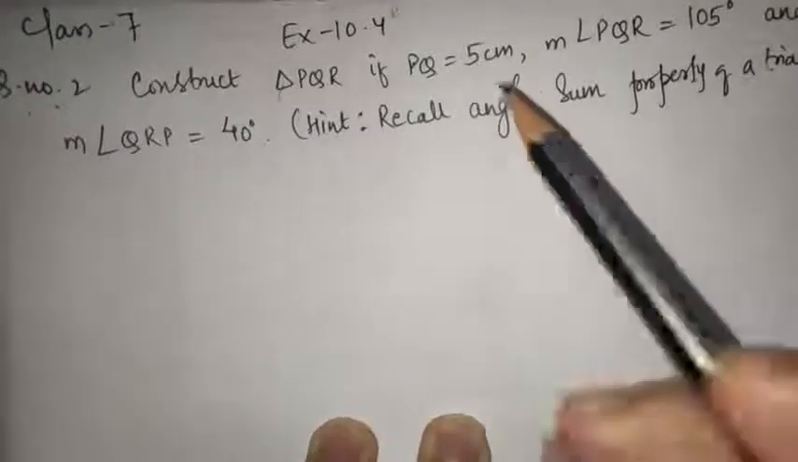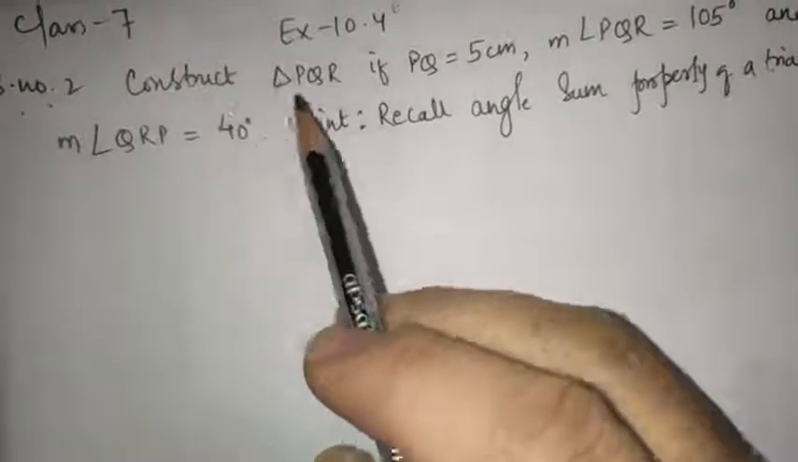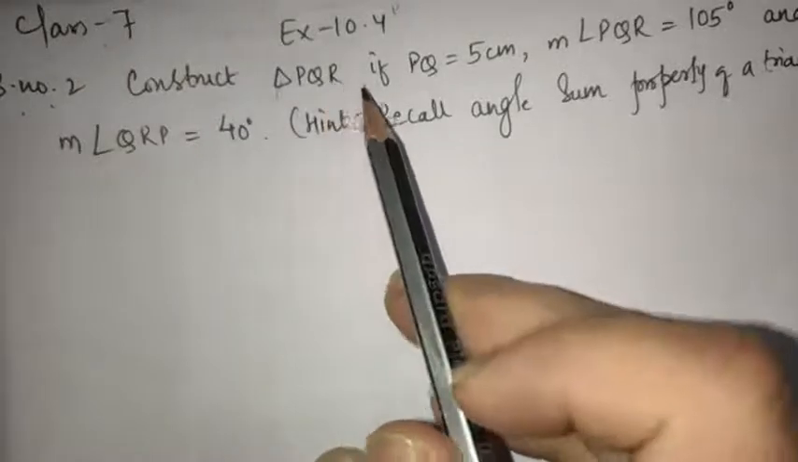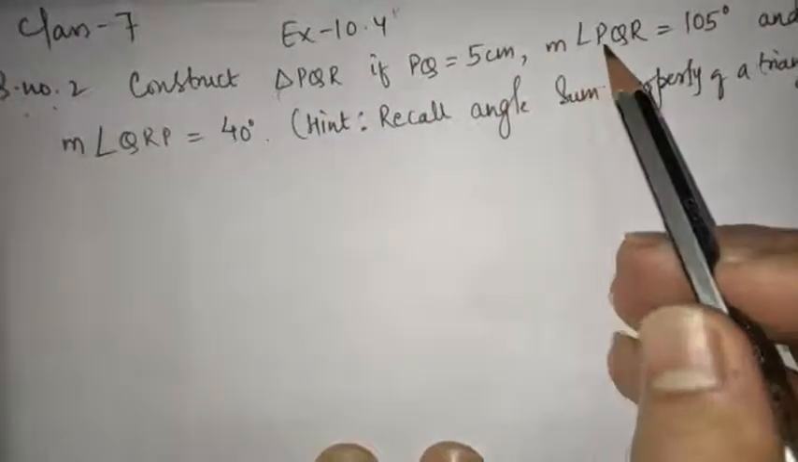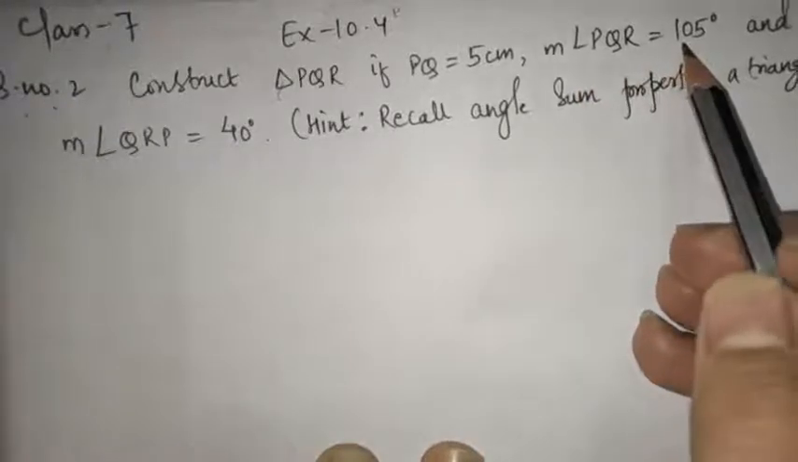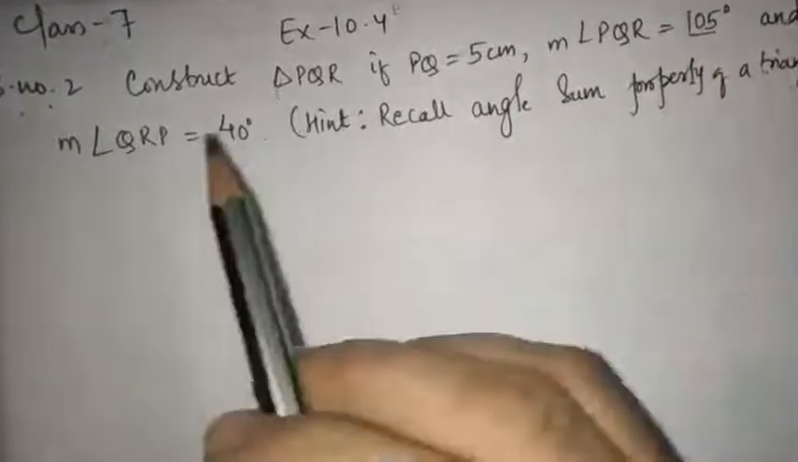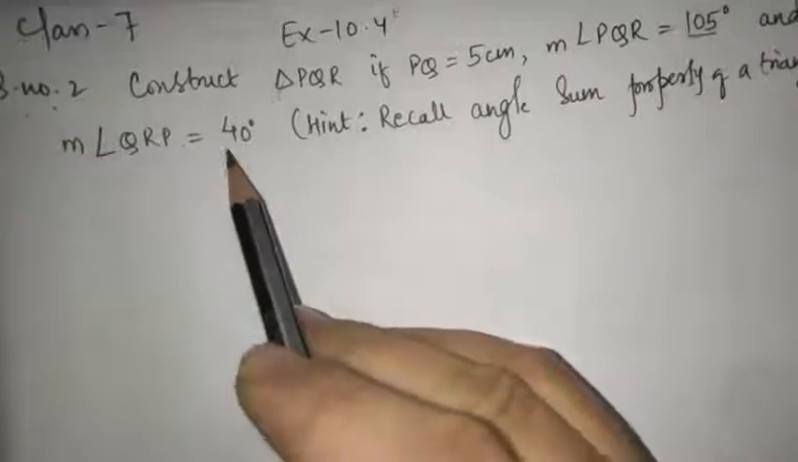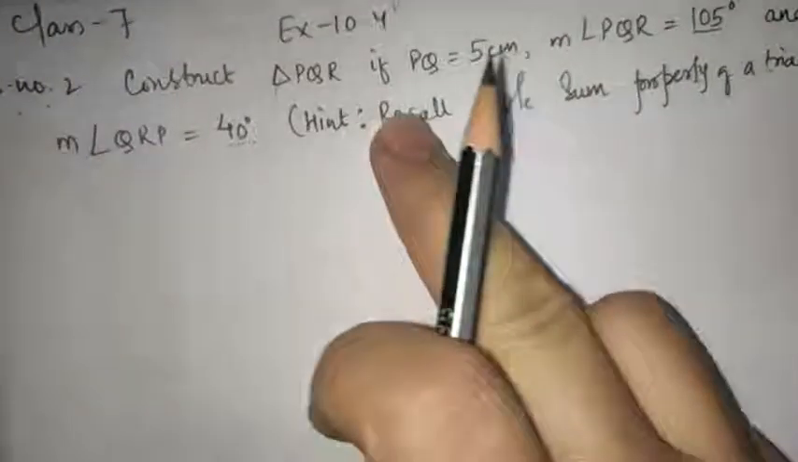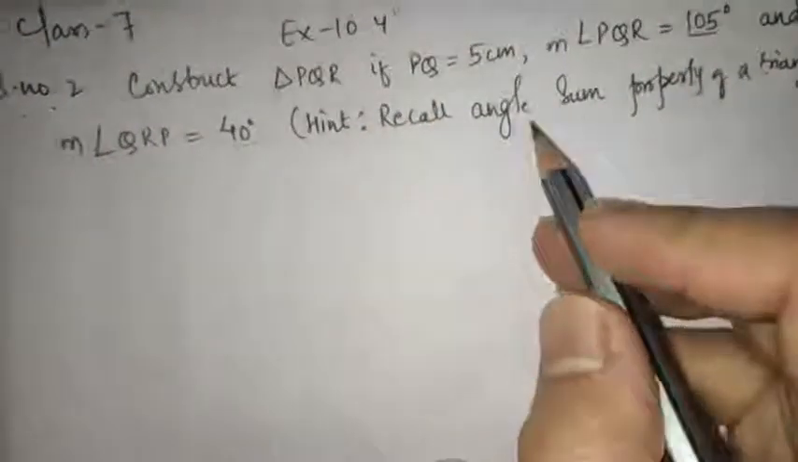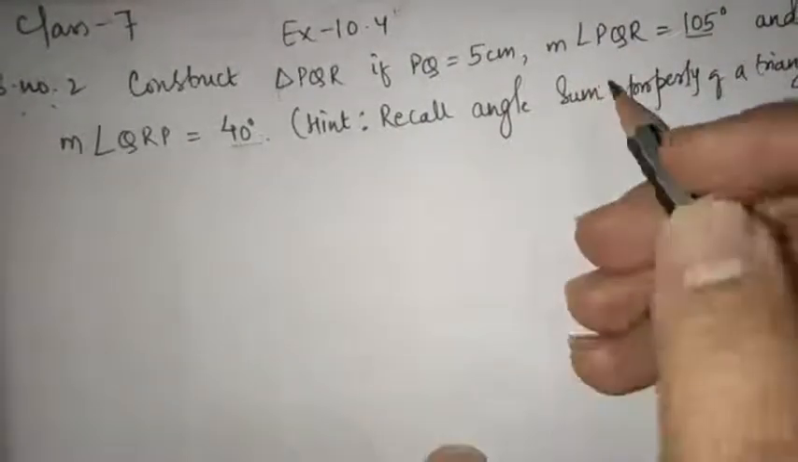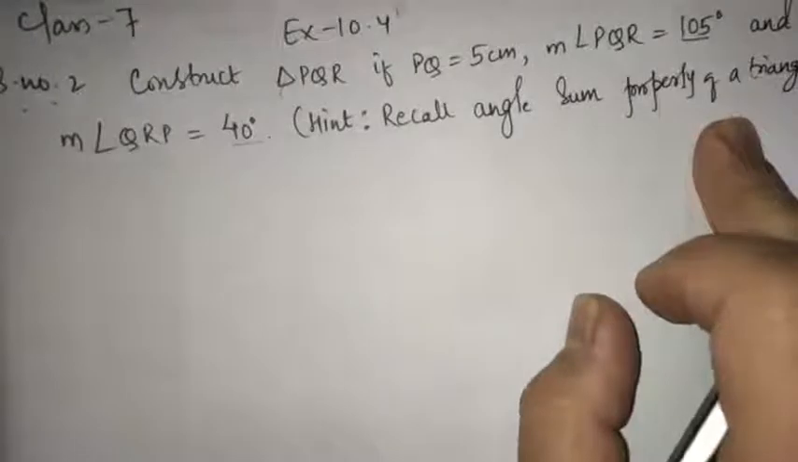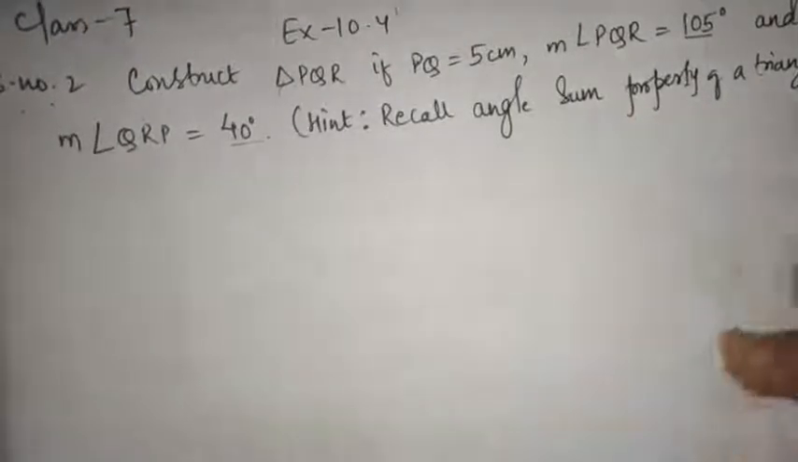Alright, so the question is: construct triangle PQR if PQ is equal to 5 centimeter, measure of angle PQR is equal to 105 degree and measure of angle QRP is equal to 40 degree. Hint is also given. Recall angle sum property of a triangle. So how to do this? Why the hint is given here that we have to use angle sum property here.